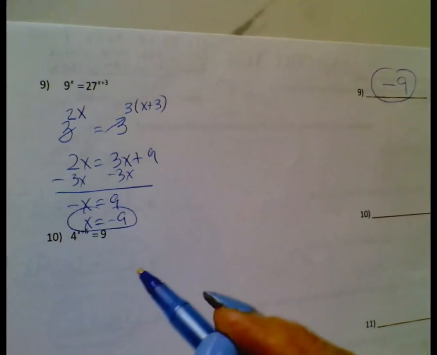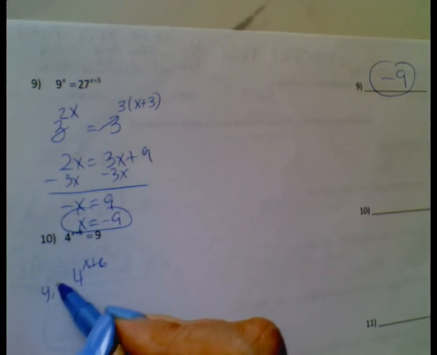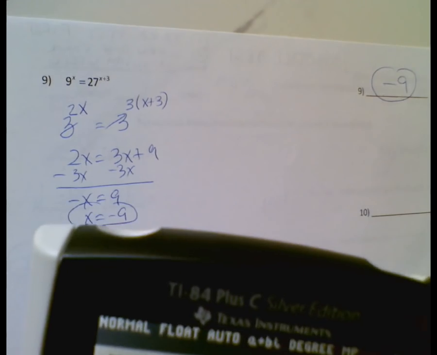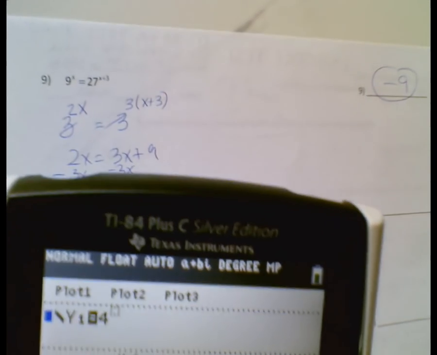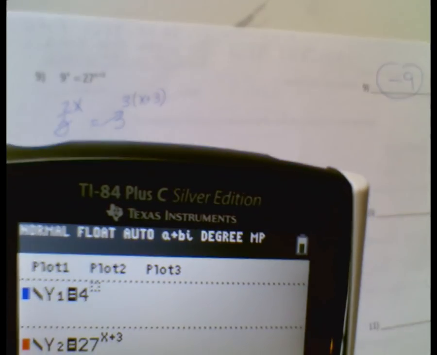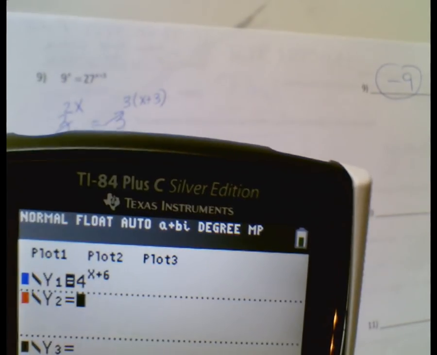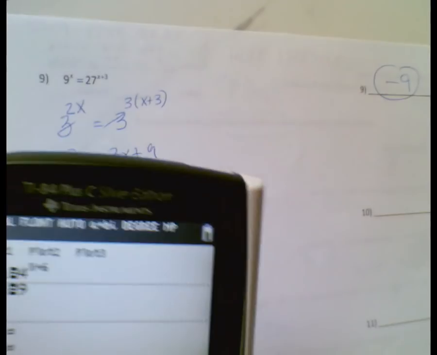So in this next one, we have 4 to the x plus 6. Punch that into y1 and punch 9 into y2. Let's try this one on our calculator. 4 raised to the x plus 6, sorry, x plus 6. And then this one is 9. Let's see if we can do this one in the calculator. You guys got it entered?